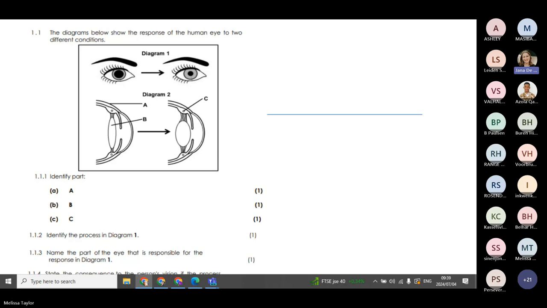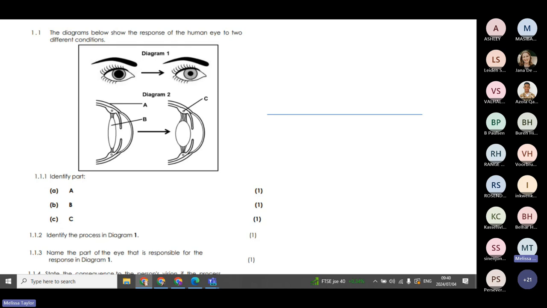Perfect. I see we've got Perseverance. They are saying that it would be the iris. Correct. It's the iris. Well done, Perseverance. Many learners there say it's the pupil. Okay, so that's why I wanted to see what some of you would say.